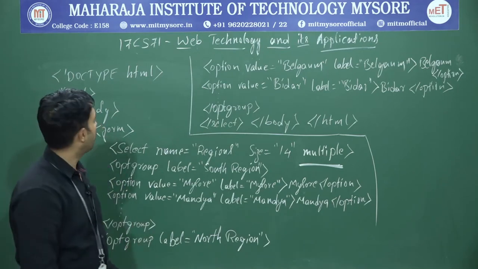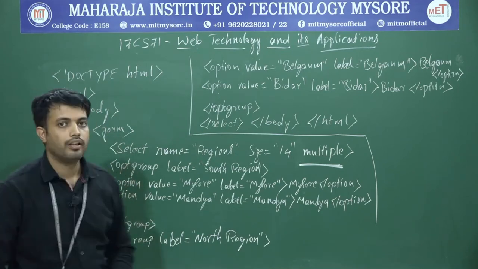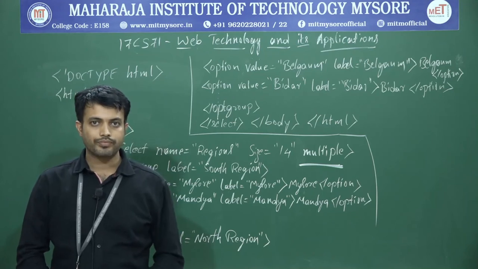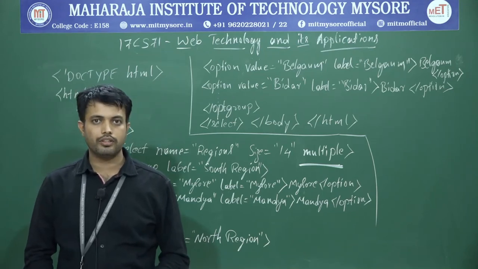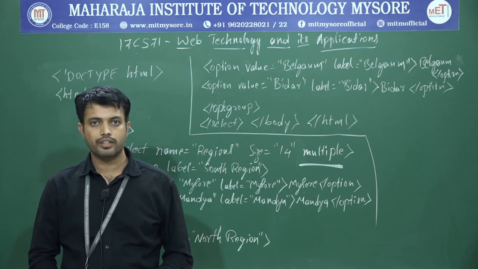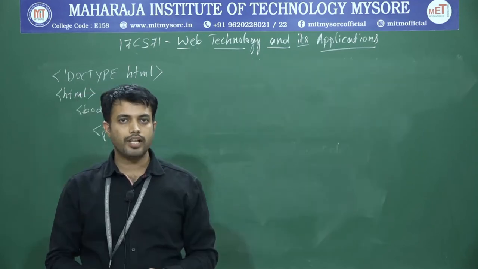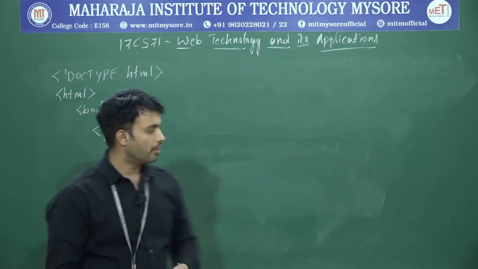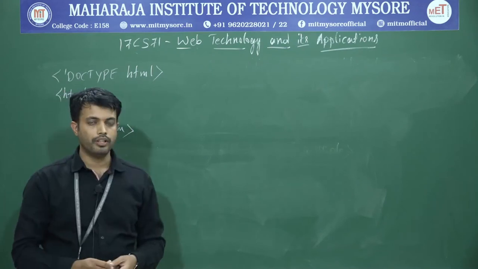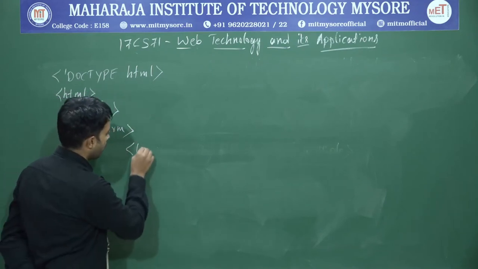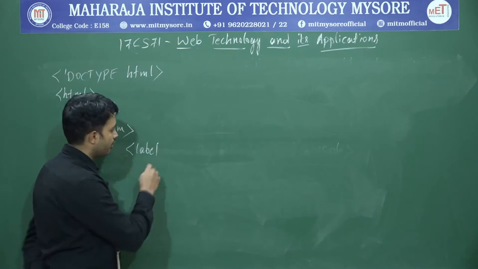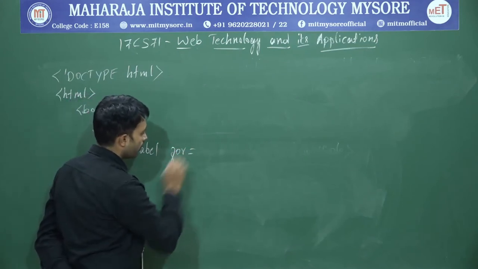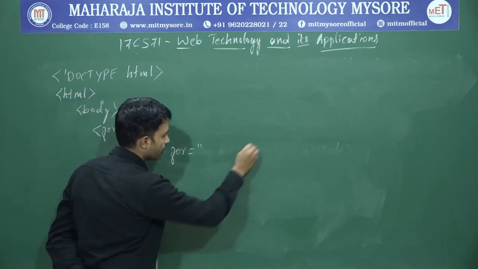So this is all about the select form control element. Now we'll move on to the next, that is file uploading. With the help of an example we'll discuss file uploading. First I will take a label. Label for equals, so I'll come to this later.